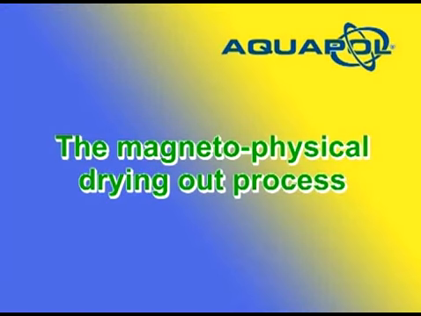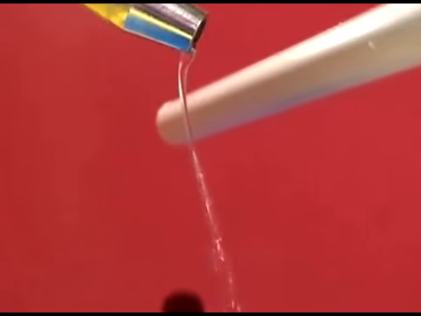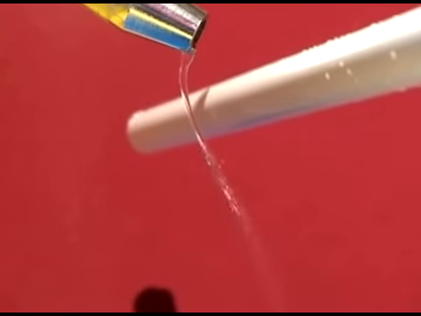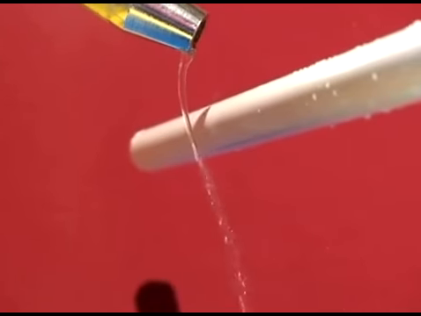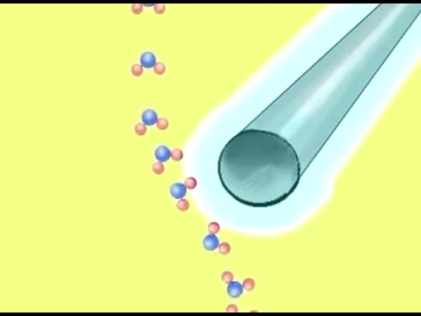The magnetophysical drying out process. Water has special properties. We get many interesting phenomena when energy influences water. For instance, when you rub a woolen scarf against a plastic tube, you create an electrostatic energy field. Did you know that even this small energy field can deflect a 2 mm thin thread of water? Certain energy forms can direct water molecules.